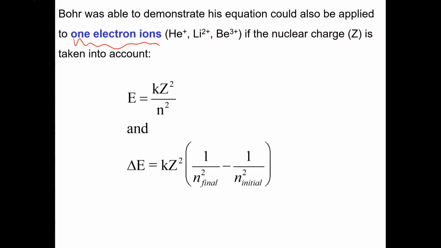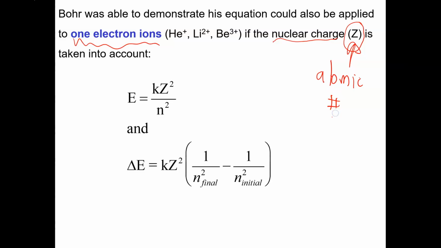So ions of this type would be things like helium plus, lithium 2 plus, beryllium 3 plus, anything that has just 1 electron. Now, if you're going to do this, you have to take into account that these ions will have more protons in their nucleus than a hydrogen atom. So you have to take into account what we call the nuclear charge, and we're going to do that via the atomic number.